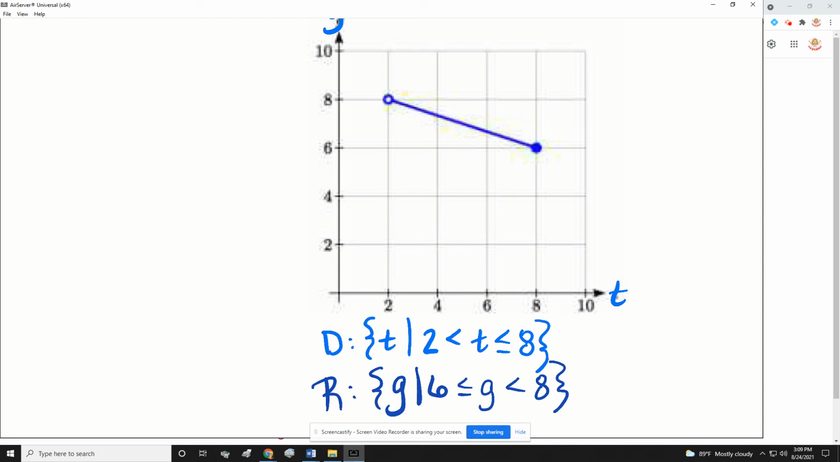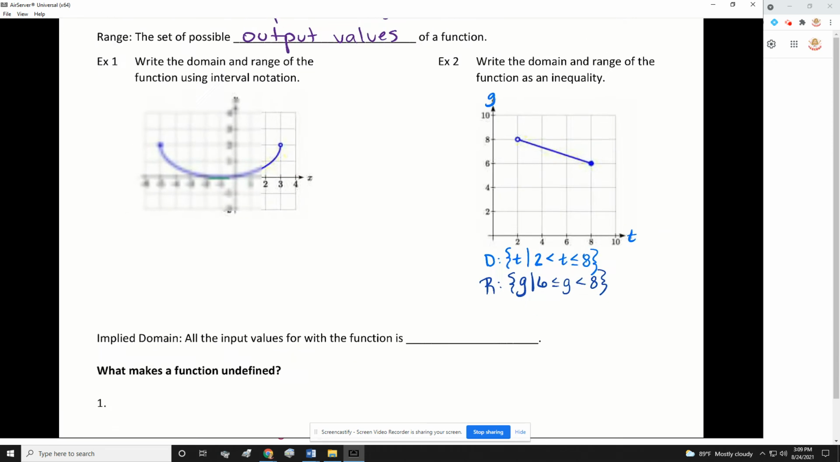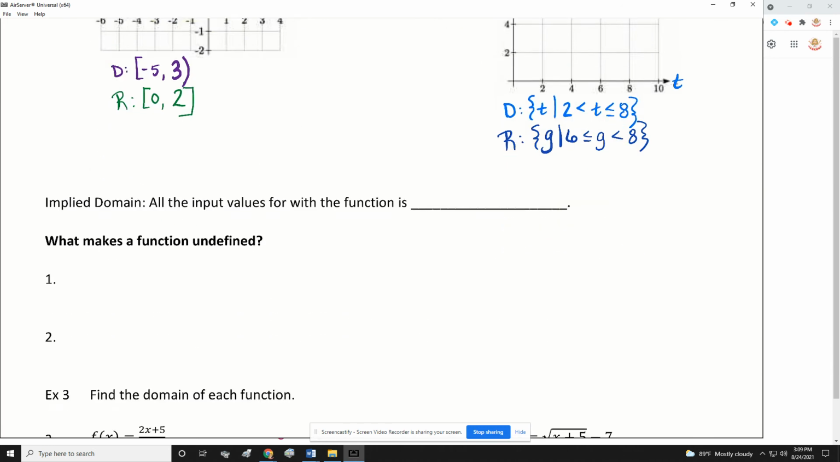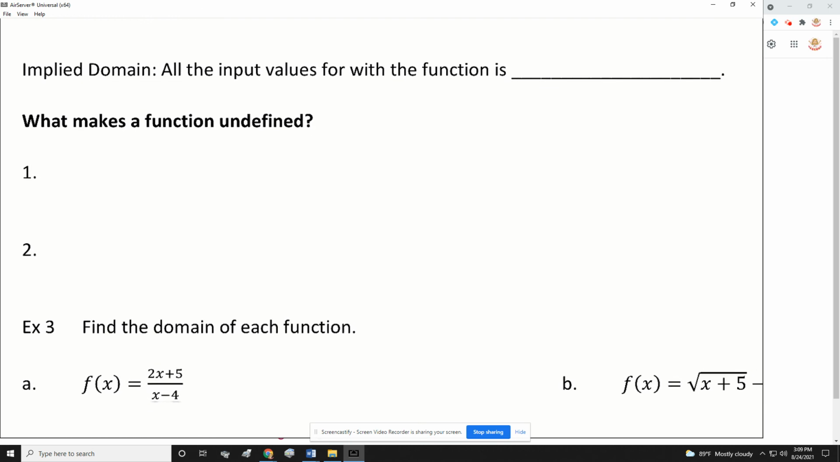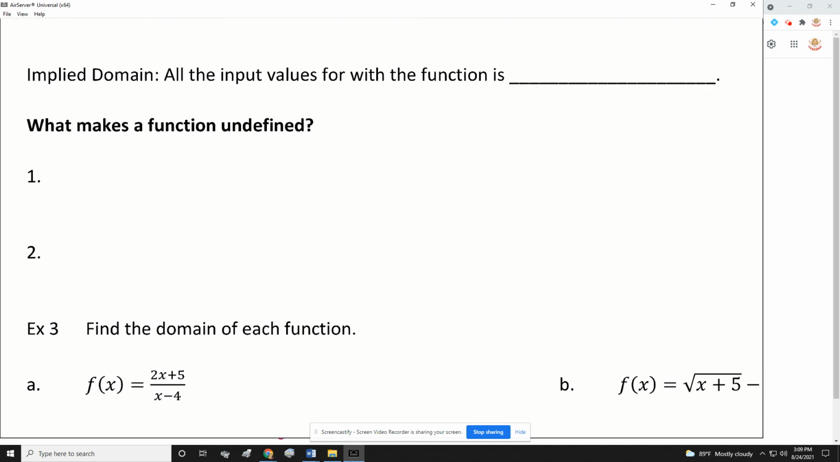Okay. Now on the other domains we're going to do, I'm going to just do it all the different ways, so you just get used to seeing the different representations of the domain. So that's what you do for a graph. A lot of times you're given the function in equation form and asked to find the domain, and in that case you're finding the implied domain, which is all the input values for which the function is defined.